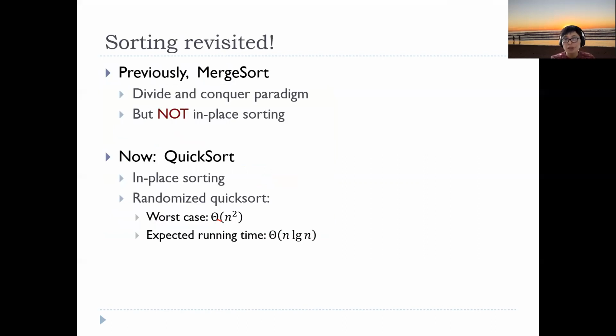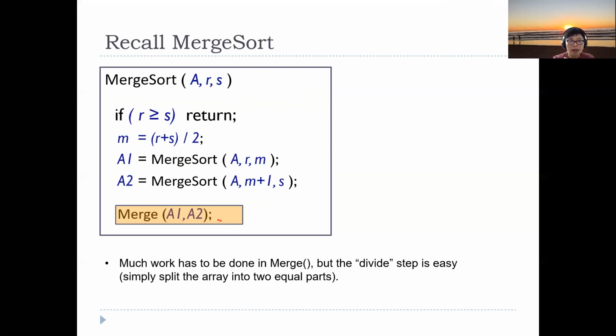Okay, so I'm going to describe the QuickSort algorithm. This is in-place sorting. The worst case is quadratic running time, but the expected running time is n log n. Okay, all right. So what's the idea? Well, again, let's look at merge sort. What was merge sort?